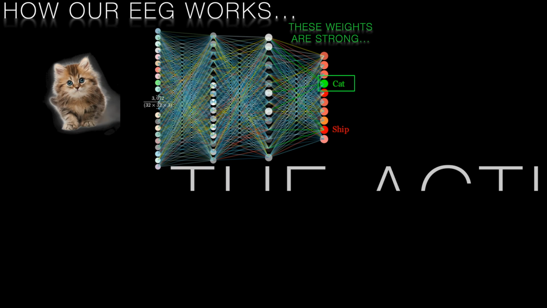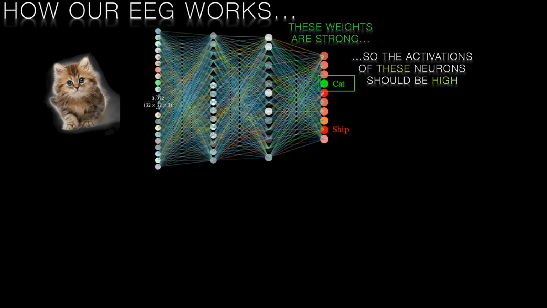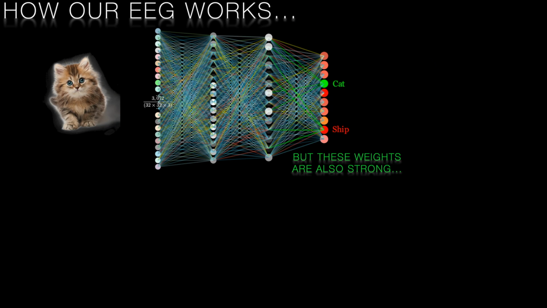The neuron that looks for cats is the 4th neuron in our hidden layer. The neuron that looks for ships is the 9th output neuron. These weights connecting our final hidden layer to our outputs are strong. To get a high activation in the 4th neuron in our output layer, which indicates a cat, we need the output of these neurons to be high. But that is not enough. We also have high values in these weights that are connected to our ship neuron in the hidden layer.